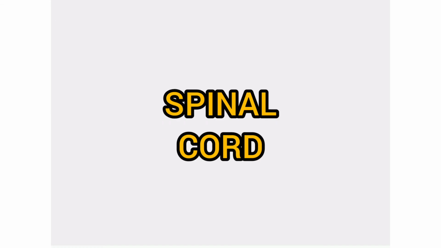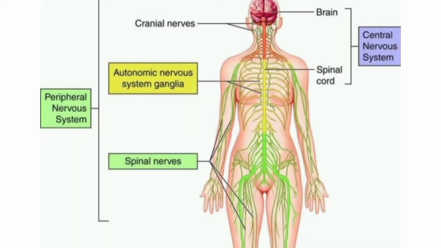Extending from the brain is the spinal cord. The spinal cord is a channel through which messages travel from the nerves in the different parts of the body to the brain and back. Let us proceed now to the other major division of the nervous system, which is the peripheral nervous system, or the PNS.